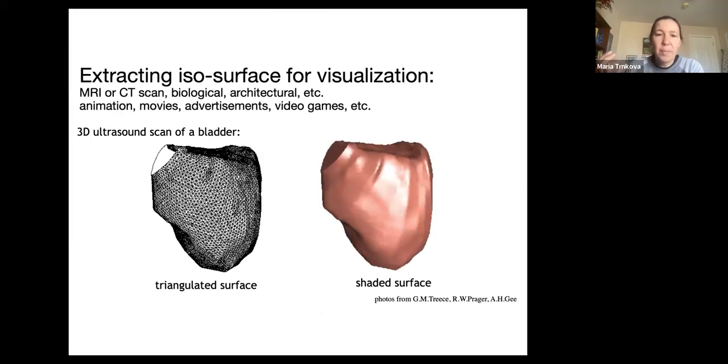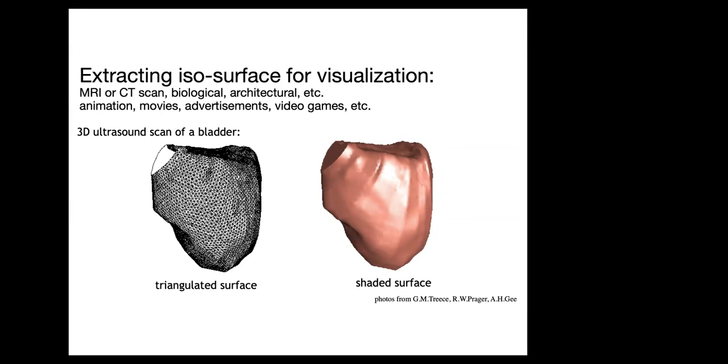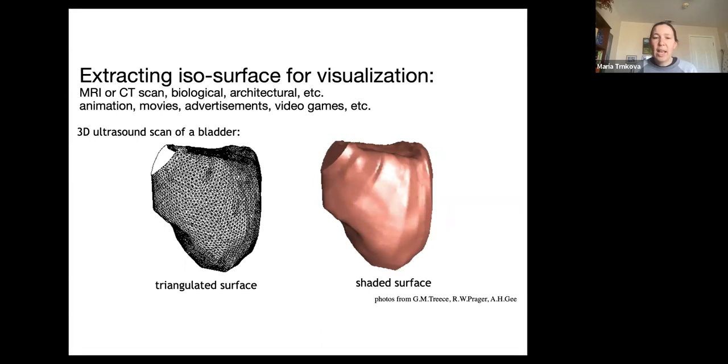From biology, for example, we know that we want to see a surface. We know something about a surface or an object. We want to see it, but we don't have this opportunity. For example, we can do MRI or CT scans. We have this data and we want to see organs that are inside. We want to visualize them. Or maybe we want to visualize some objects, characters in movies, in animations. And so how is it done?